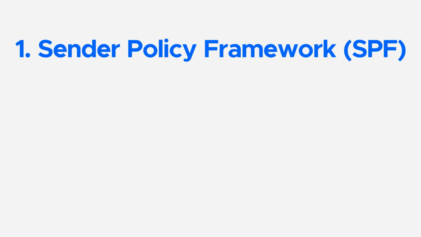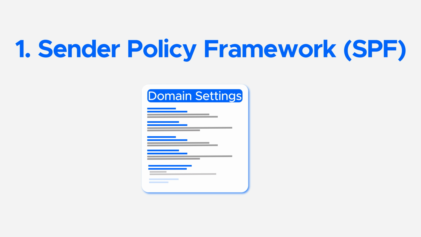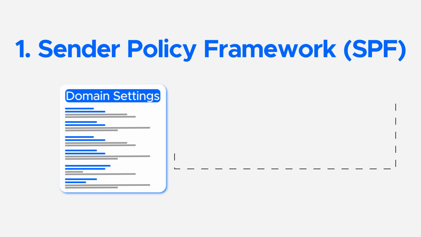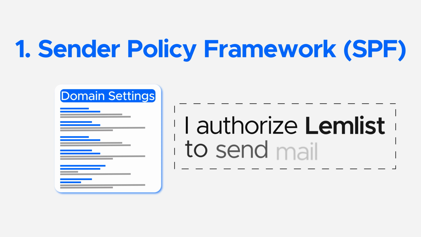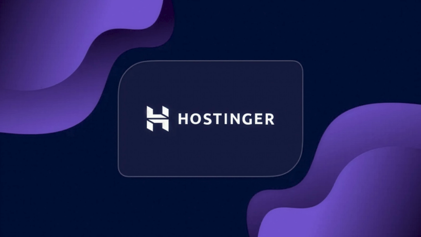The first is the Sender Policy Framework, SPF. This is a line of code in your domain settings that says, I authorize Lemlist to send mail. We have to leave Lemlist to set this up properly. I'll use a website I created on Hostinger about a month ago for this example.